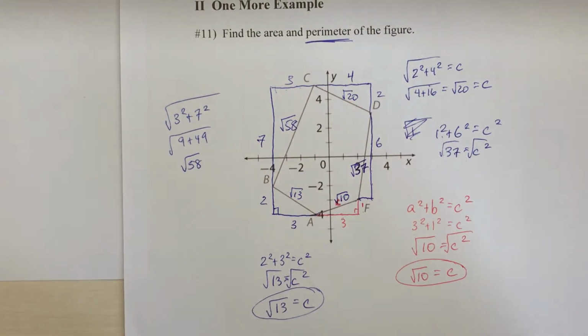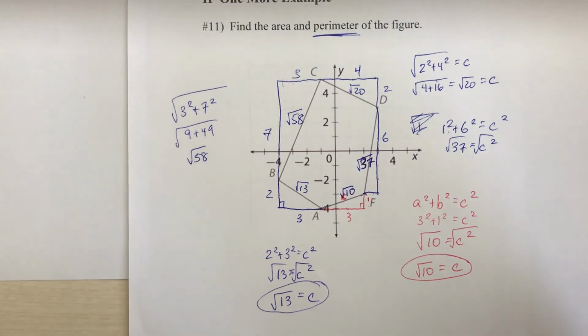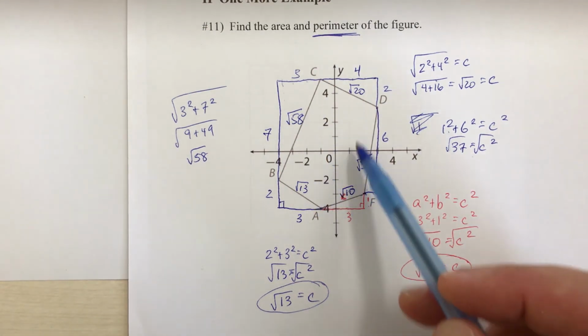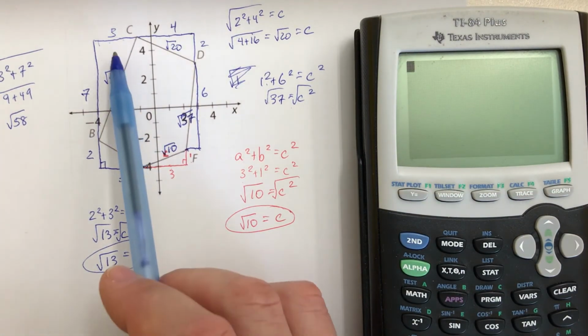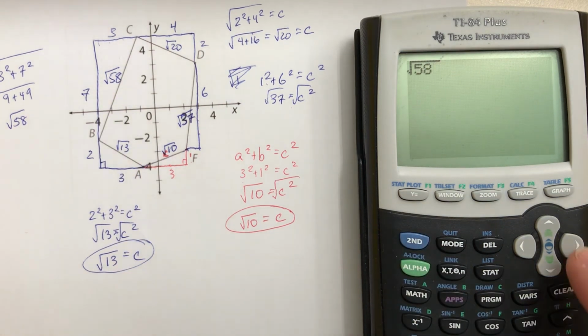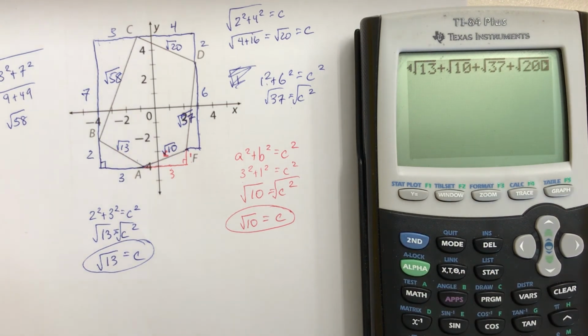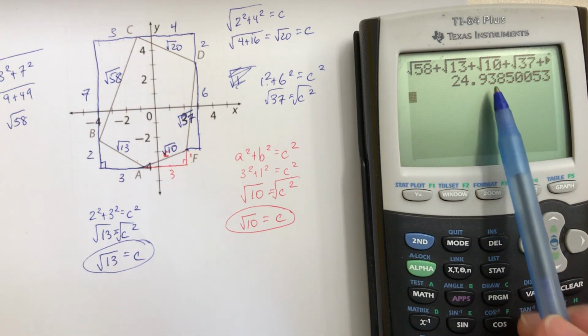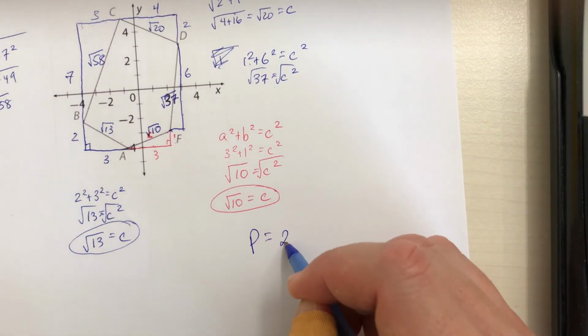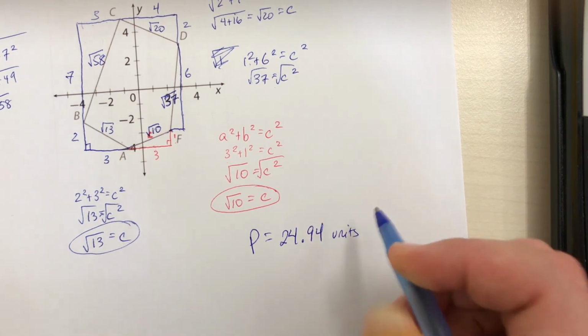Now all of these are irrational numbers. They're not perfect squares. So we can either add them up as is. We have 1, 2, 3, 4, 5 sides. Or we can take the calculator and get a decimal approximation. In this case, I think it makes sense to do that. So I'll start with the square root of 58, and then add that. I'll just go around this way, the square root of 13, the square root of 10, adding these up, plus the square root of 37, plus the square root of 20. And what we get is 24.938. I'm going to go to 2 decimal places, so 24.94 for the perimeter. 24.94, whatever those units are.